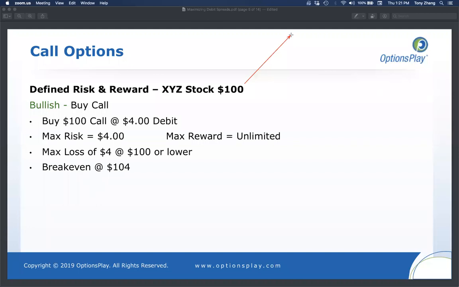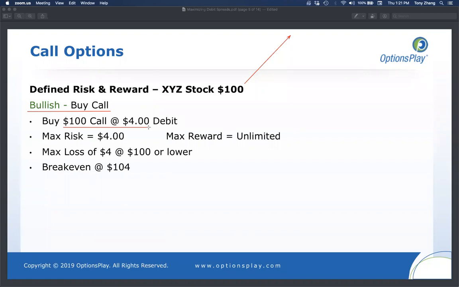So what can you do? A call option is one strategy you can take when you have a bullish view on an underlying stock or ETF. If a stock is currently trading at $100, you might buy a 100 strike call option, an at-the-money call option, and let's say this call option currently trades for $4. So you have to pay $4 to buy this $100 call.